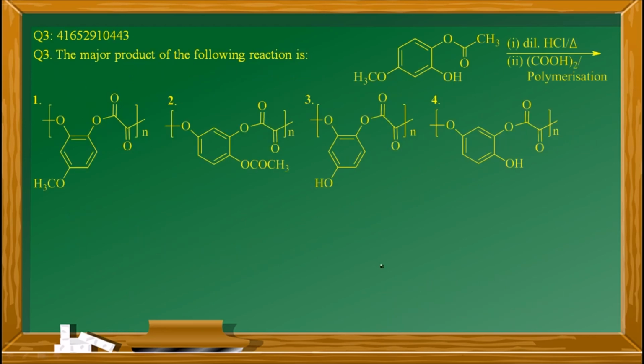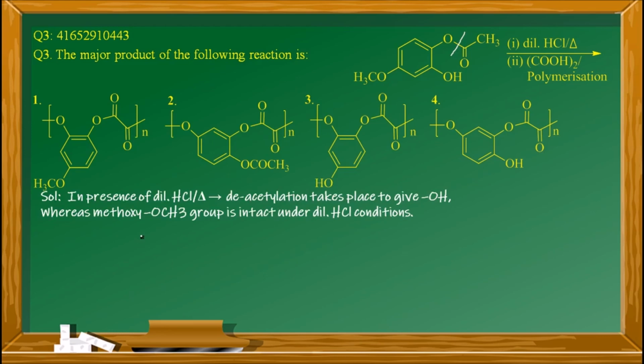Next, question number 3. The major product of the following reaction is, what is the reaction? Step 1, they are treating the starting material with dilute HCl and heating, that is acid hydrolysis under heating conditions. Then they are going to do polymerization using oxalic acid. When you treat this methoxy, hydroxy and acetyl compound of phenol, there will be a cleavage of the acetyl group. Deacetylation takes place in presence of dilute HCl to give hydroxy, that is phenol.